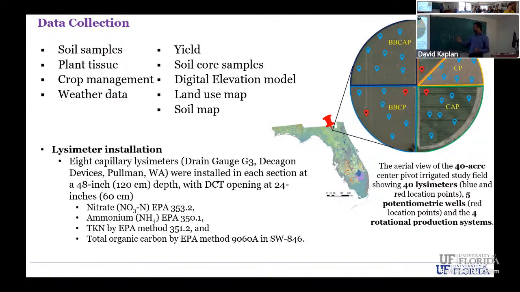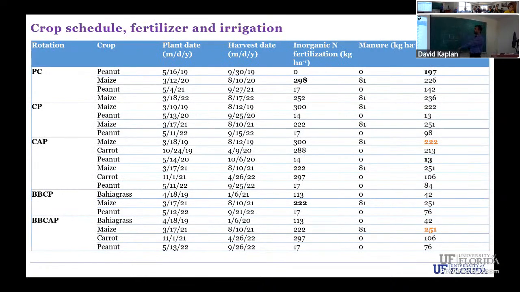In addition to 40 lysimeters, we also have 5 monitoring wells across the field to determine the water table depth as well. And I'll tell you why this is important. Okay, as I said, we collect all the data: different rotations, planting date, harvest days, how much fertilizer it had, how much manure. Here in this area the growers add manure before the planting as well. So we added that. How much irrigation we applied, cumulative irrigation, we have daily records as well.